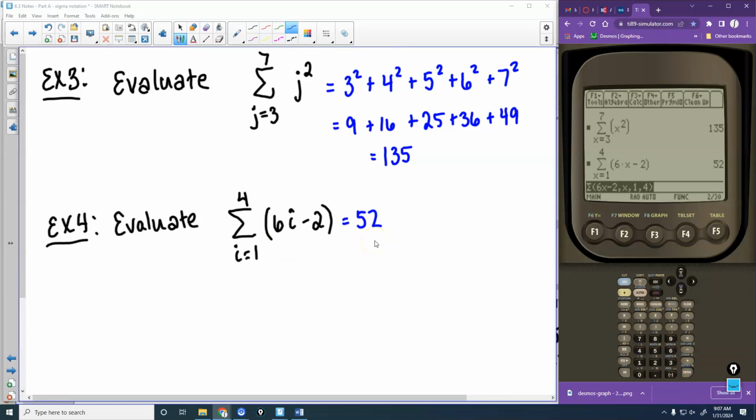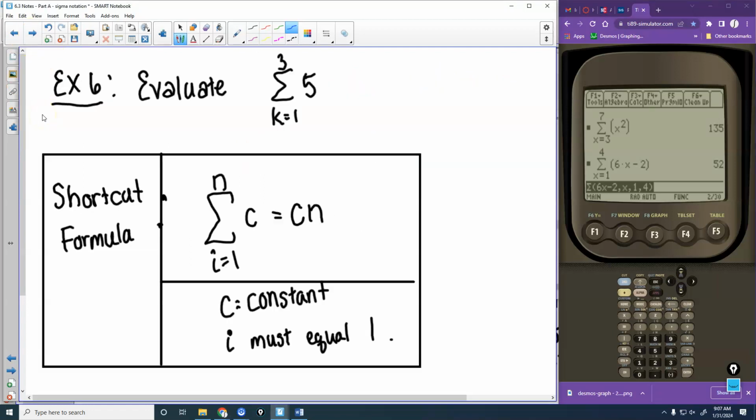Not really that difficult to do by hand, but a little time consuming if you're trying to do it completely by hand, especially if you have bigger numbers here. Let's talk about some shortcut formulas, okay?